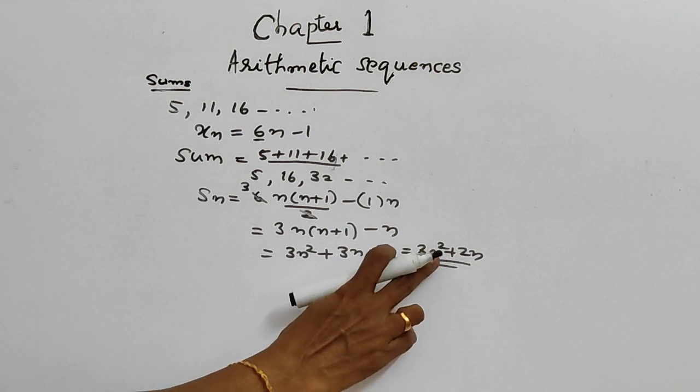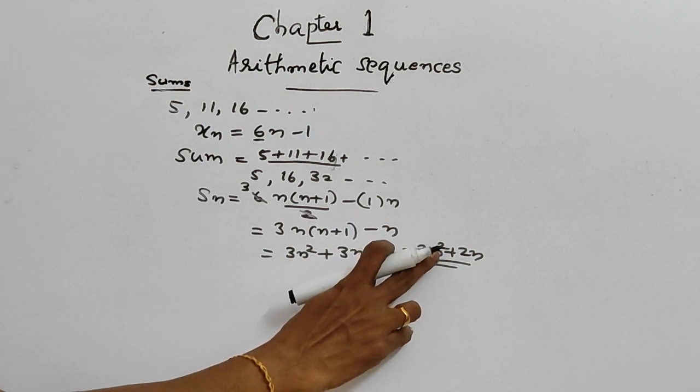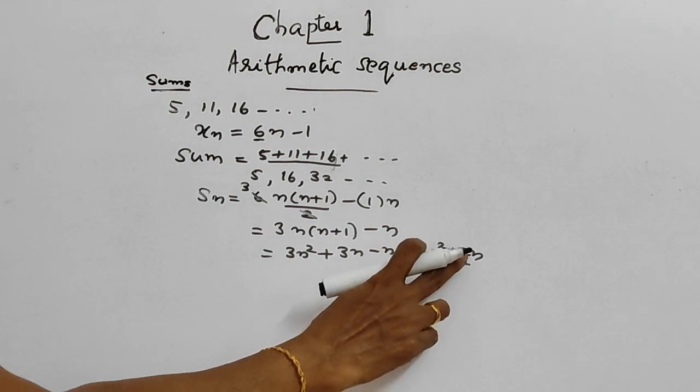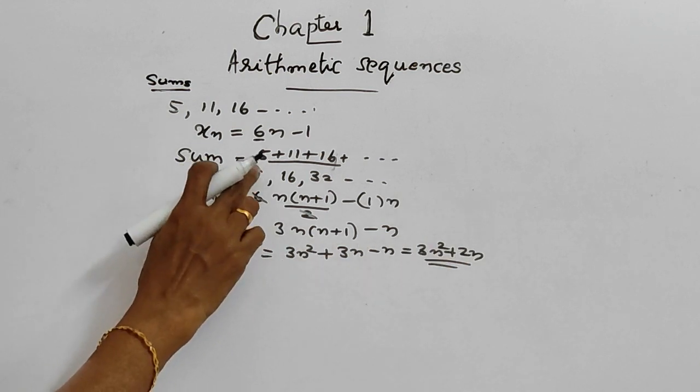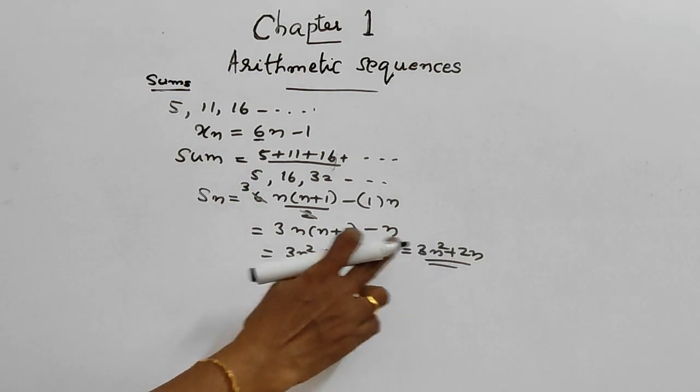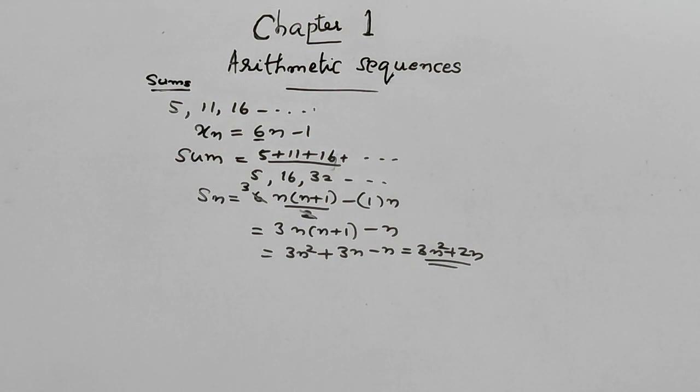Substitute n is equal to 1: 1 square is 1, 3 into 1 is 3, 3 plus 2, 5. You get the first term. Now for n is equal to 2, 3 and so on, we get the sums of the sequence: 5, 16, 32, like that.